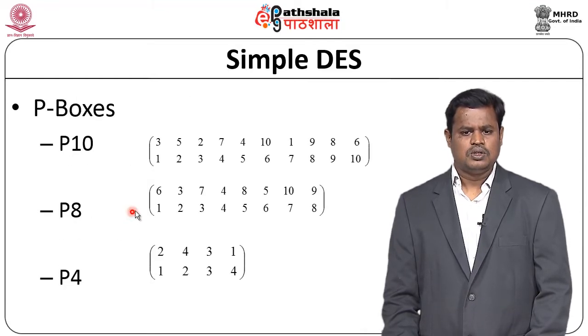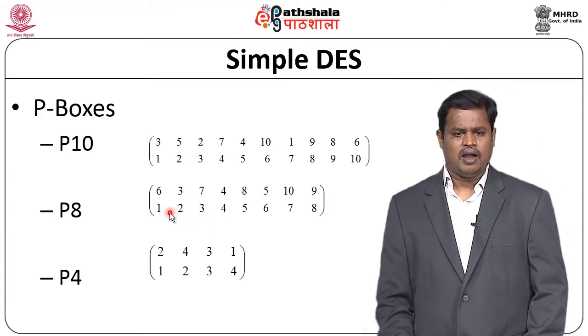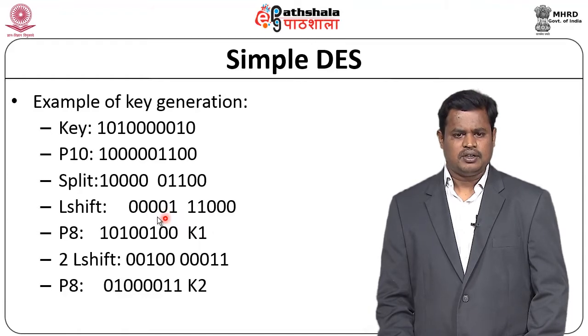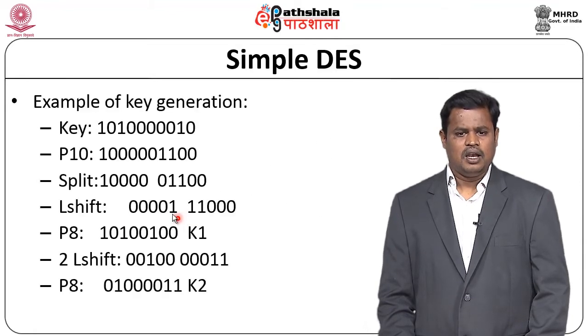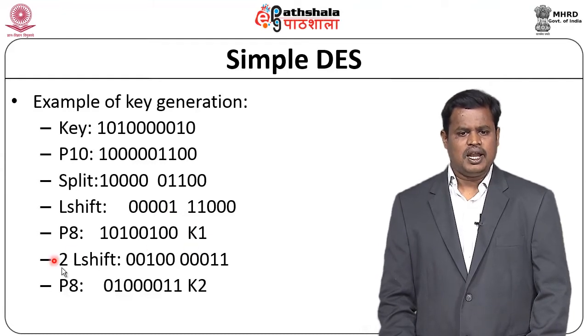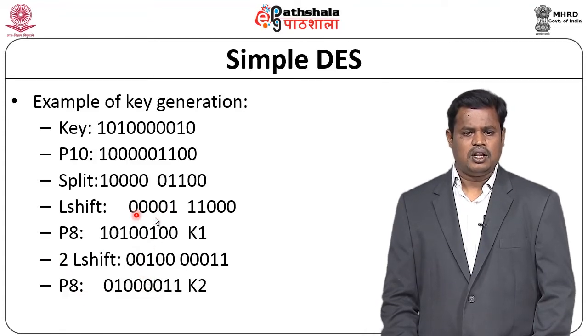For example, I will be rearranging with respect to the P where 1 will go to 6. So 1 will go to 6, similarly 2 will go to the next, and like that I will be repositioning the values in order to get the value of k1. Similarly I do the round 2 key with the help of these halves obtained from this k1. So I am shifting them twice to get the key value k2.